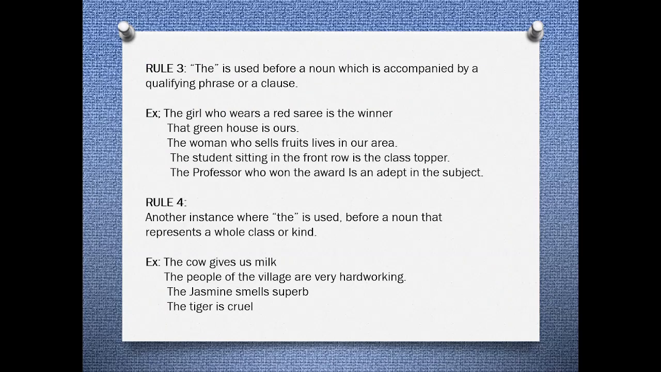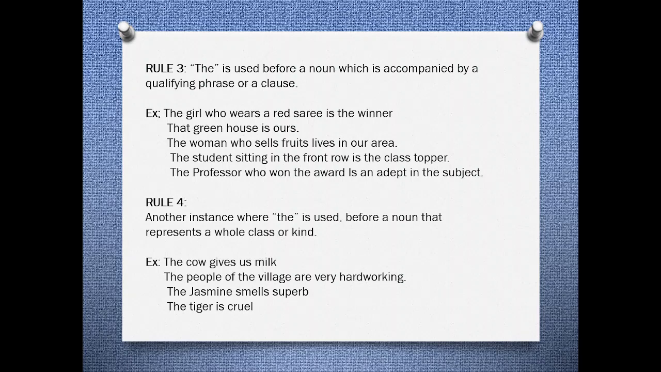Rule 3: the is used before a noun which is accompanied by a qualifying phrase or a clause. The girl who wears a red sari is the winner. The girl who wears a red sari. That greenhouse is ours. The woman who sells fruits lives in our area. The woman who sells fruits lives in our area.